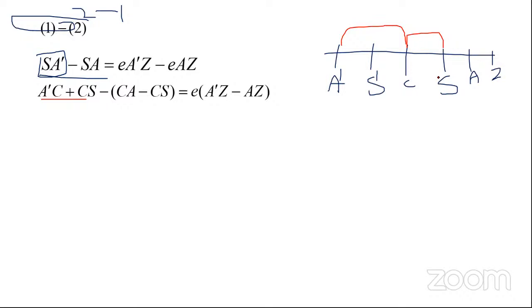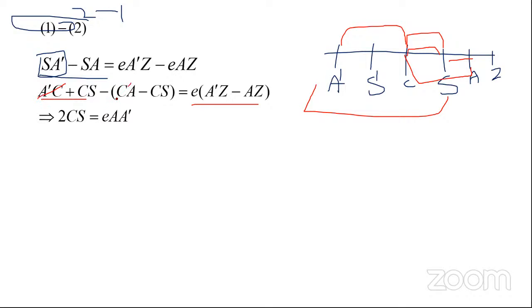This is nothing but SCA dash. SCA means this length, and this length I'm writing CA minus CS. On the right hand side, taking E, the eccentricity, as common. These two are the same, so this is a negative value and this is a positive value; they get cancelled. So 2CS equal to EAA dash.